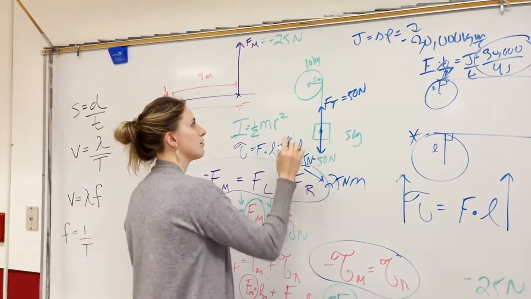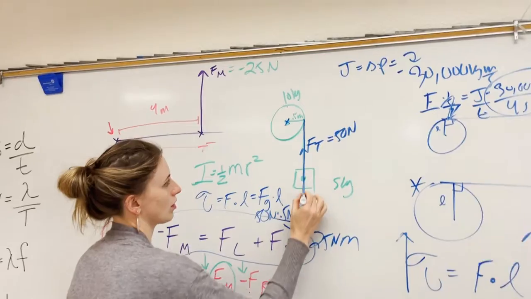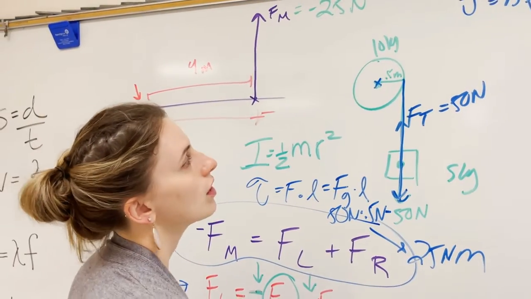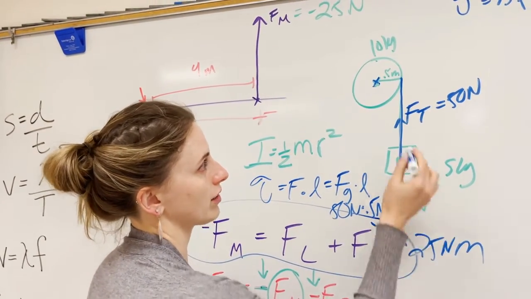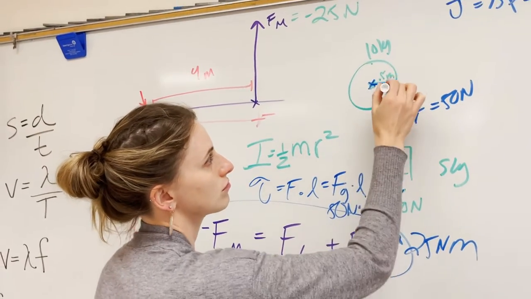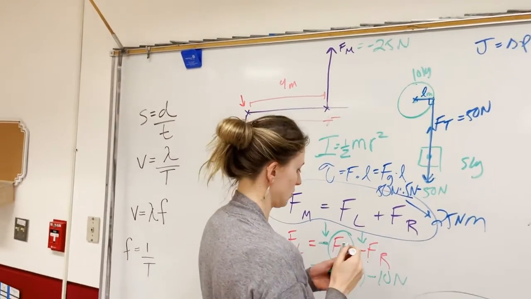Now, our axis of rotation is here, and the force has to be perpendicular to our axis of rotation. That's the tangent right there, tangent to the radius. This is our lever arm, which happens to be the radius.